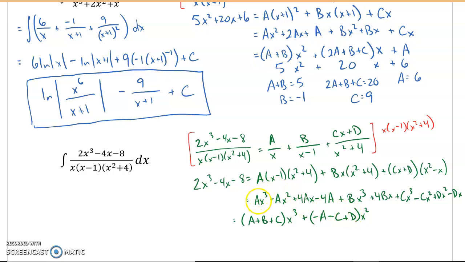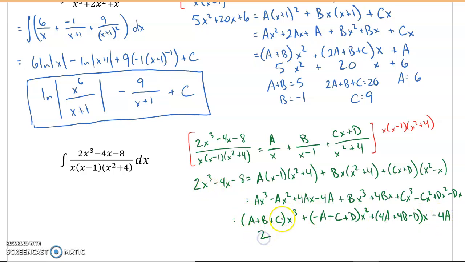Now let's go for the x terms. We've got a 4a. Wait, this negative 4a isn't. No, that's positive 4a. Negative 4a is the constant. We've got a 4b. And we've got a minus d. And mercifully, there's only one constant. That's negative 4a.